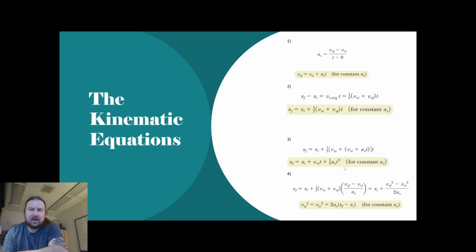So this is the most popular one. We get xf is equal to xi, so final position equals initial position, plus your initial velocity times time, plus 1/2 your acceleration in the x direction times time squared. This one's a common one that you'll see in kinematics. You'll use it quite a bit.